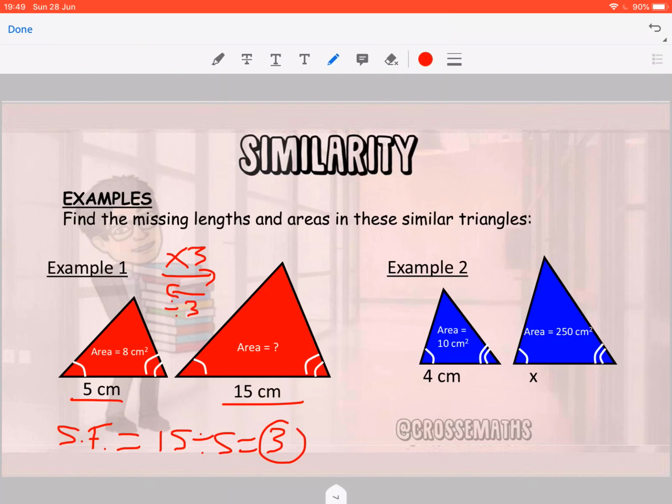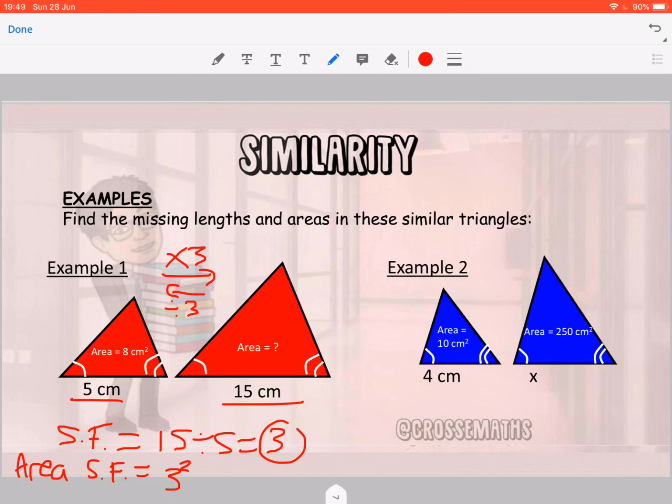Now that only works with length. Area scale factor is slightly different. Now, if you look at the difference between the units, units for length are just centimeters. Units for area are centimeters squared. Okay, it works the same with scale factors as well. So in order to get from normal scale factor to area scale factor, you've got to square it.